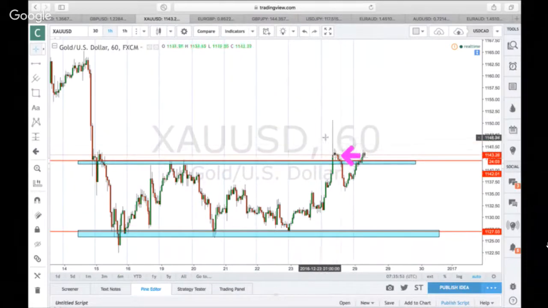And then what did price do? It went in the opposite direction, approximately 148 pips. And who here on this chat right now can survive a 148 pip drawdown? Anybody?